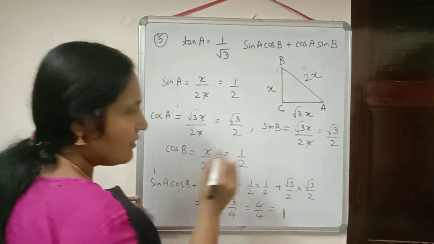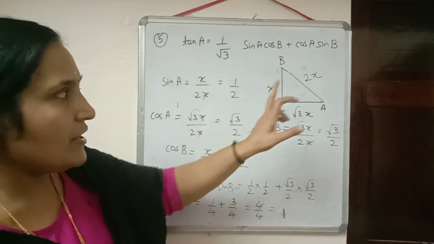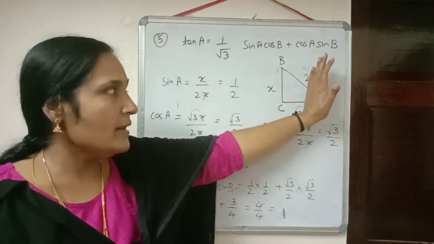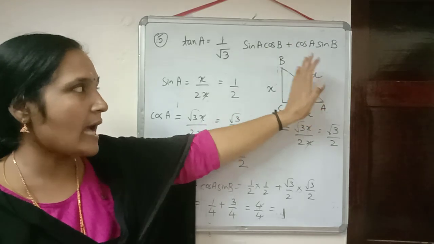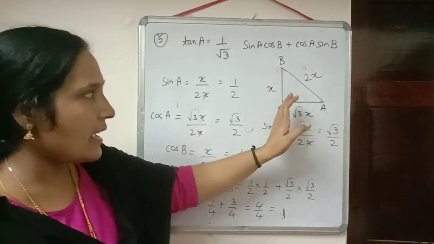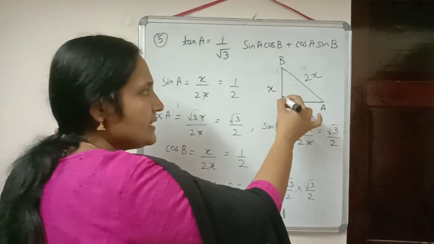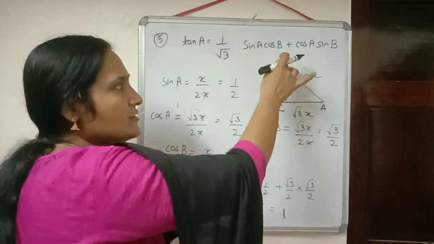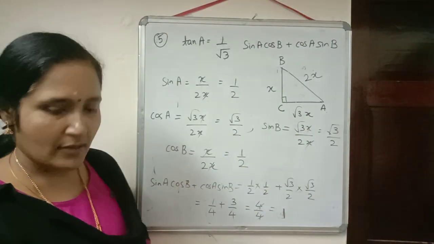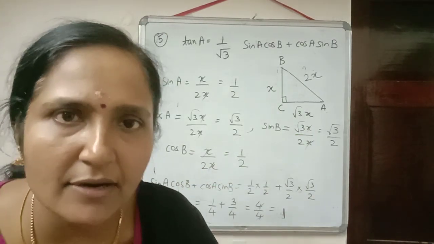So always all of you remember, whenever you are taking the angle perpendicular, you have to take the side which is opposite to that angle. Because in ABC, here angle C is 90 degrees. So AC is also perpendicular and BC also perpendicular to AC. So I hope these questions are clear to you.